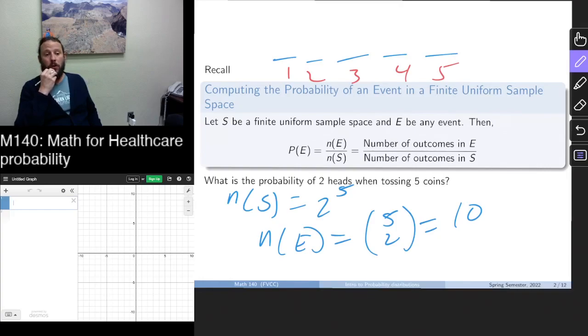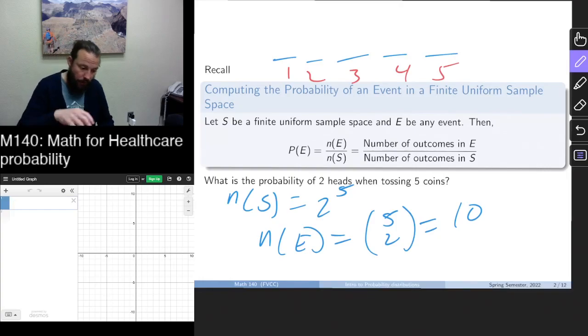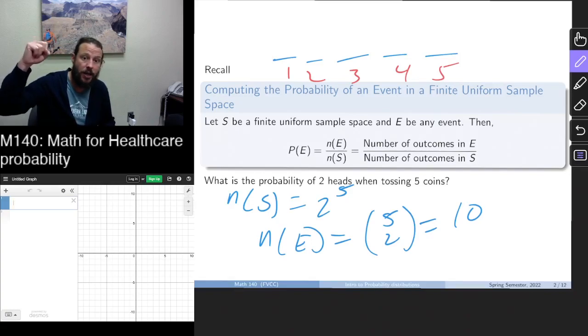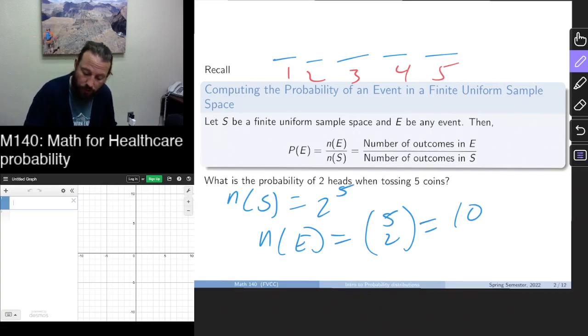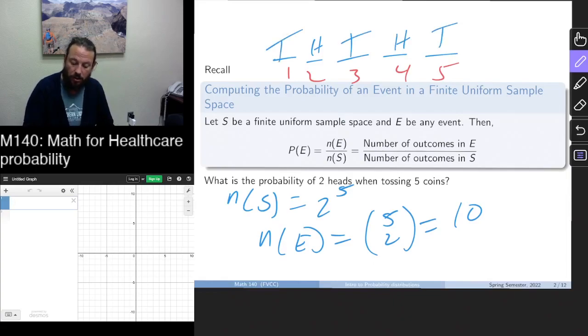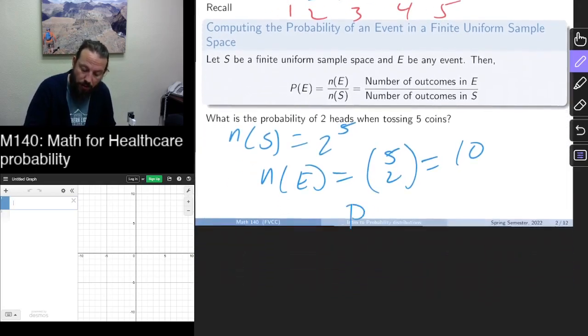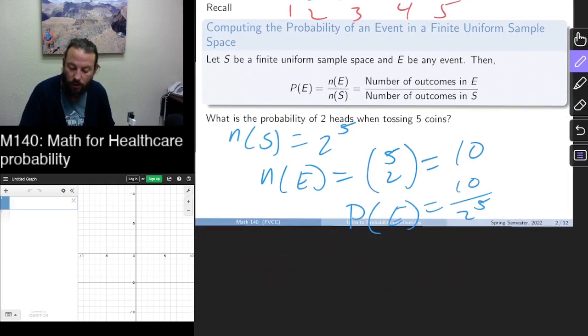Hopefully that makes sense. Think about it: if I reached into a grab bag with 5 pieces of paper with the numbers 1 through 5 written on them, and I pulled out, say, 2 and 4, that would be one of these, where I have heads in slots 2 and 4, and the rest are automatically tails. So the probability of our event E is 10 over 2 to the 5th.